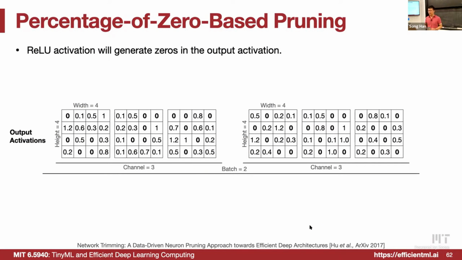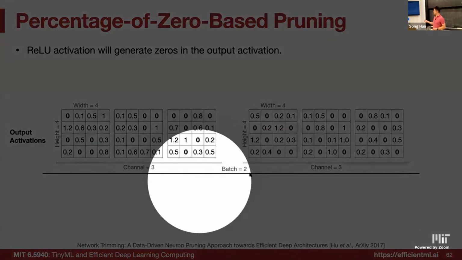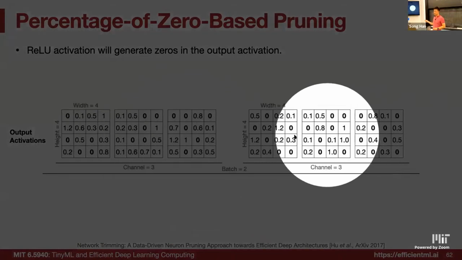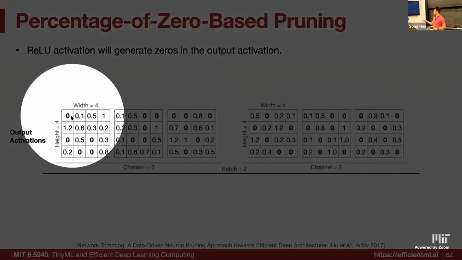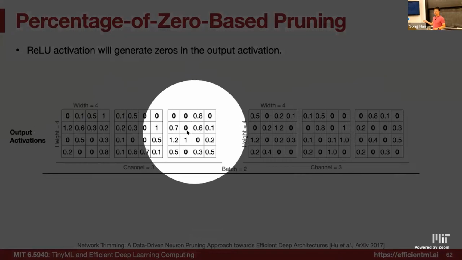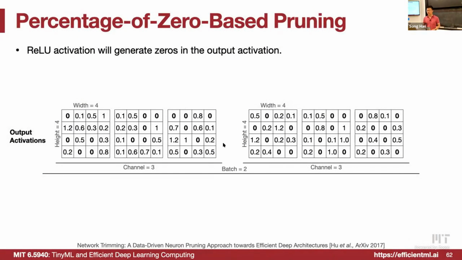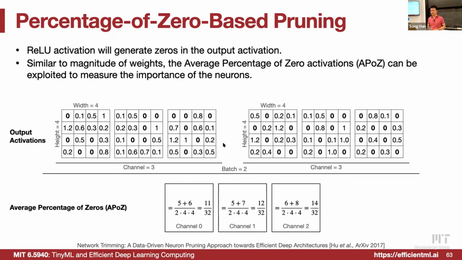Okay, so let's talk about one way to determine which activation to remove, using the percentage of zero based pruning. Since ReLU will generate a lot of zeros. Here we have a batch of 2. This is batch 1. This is batch 2. And we have 3 channels, and each channel is 4 by 4. So there are two feature map batches. And we just calculate the average percentage of zeros in these 2 batches.